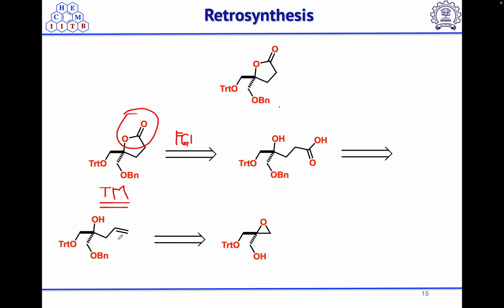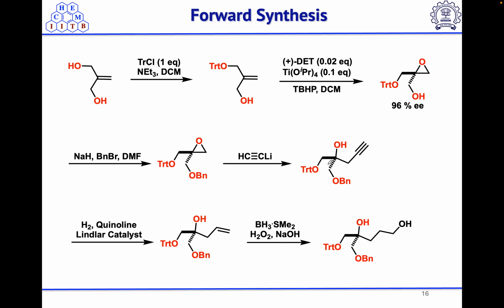Now coming to our forward synthesis. We will see the forward synthesis for this plan. This epoxide we can get from an olefin by epoxidation. So coming to the forward synthesis, if you just see the forward synthesis, this is the starting molecule.